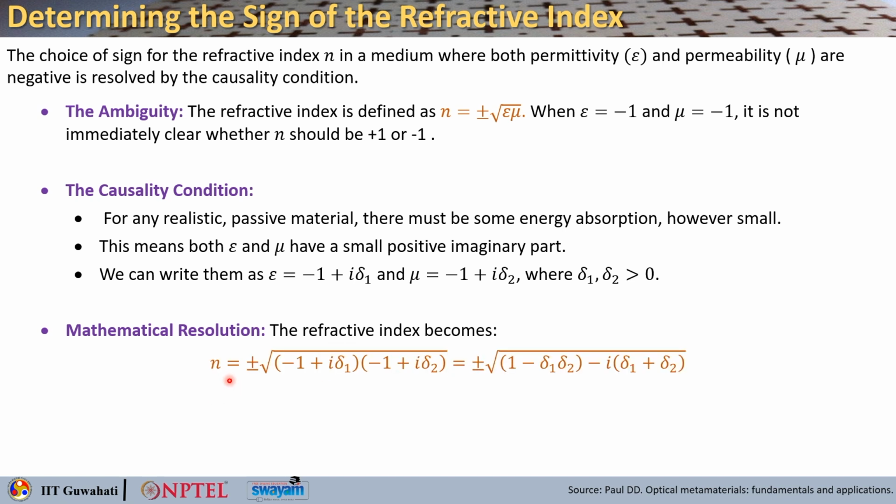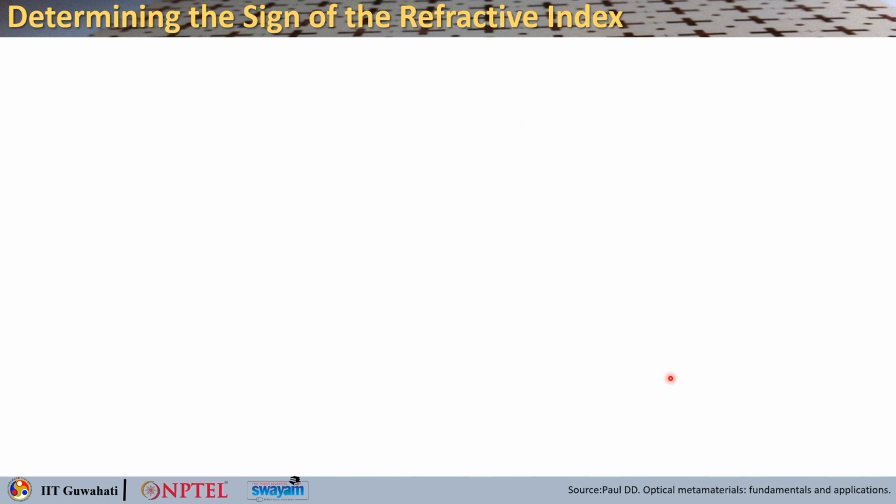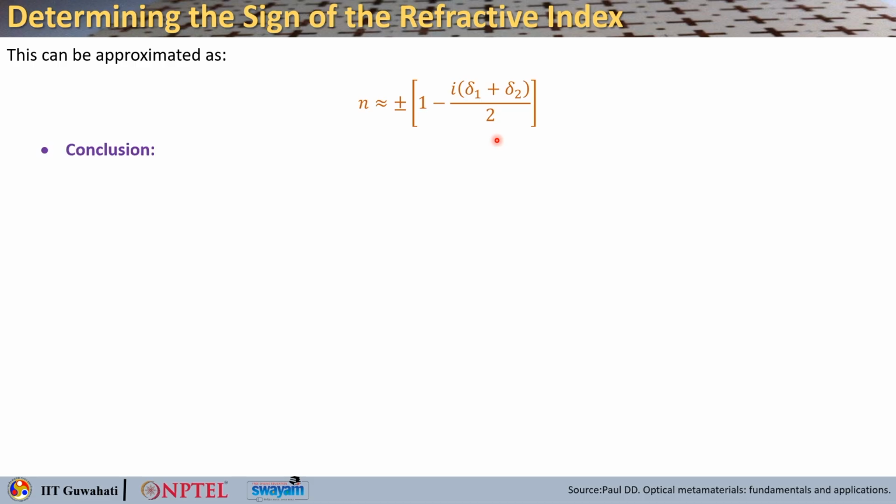You have n, which is given as plus minus square root of (-1 plus i delta 1) times (-1 plus i delta 2). That can be expanded, and you can separate the real and the imaginary part and write it as plus minus square root of (1 minus delta 1 delta 2 minus i (delta 1 plus delta 2)). Now, this can be approximated as n equals plus minus (1 minus i (delta 1 plus delta 2)/2).